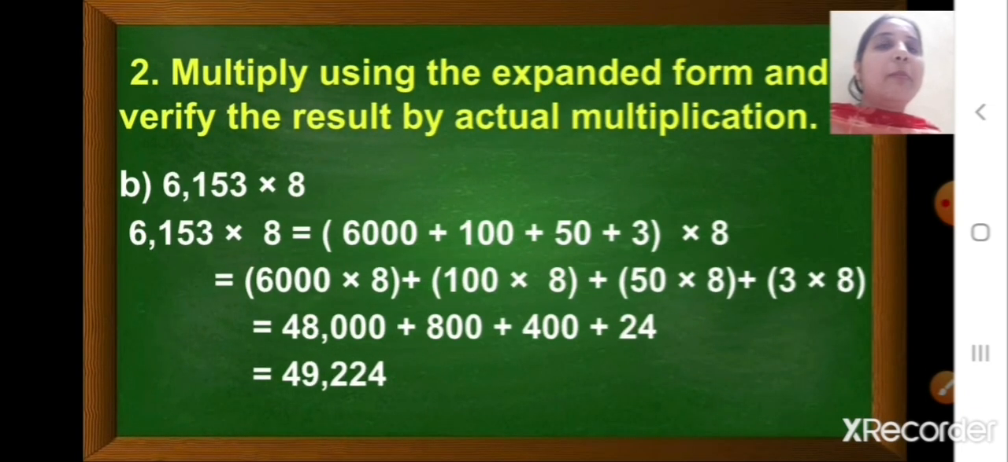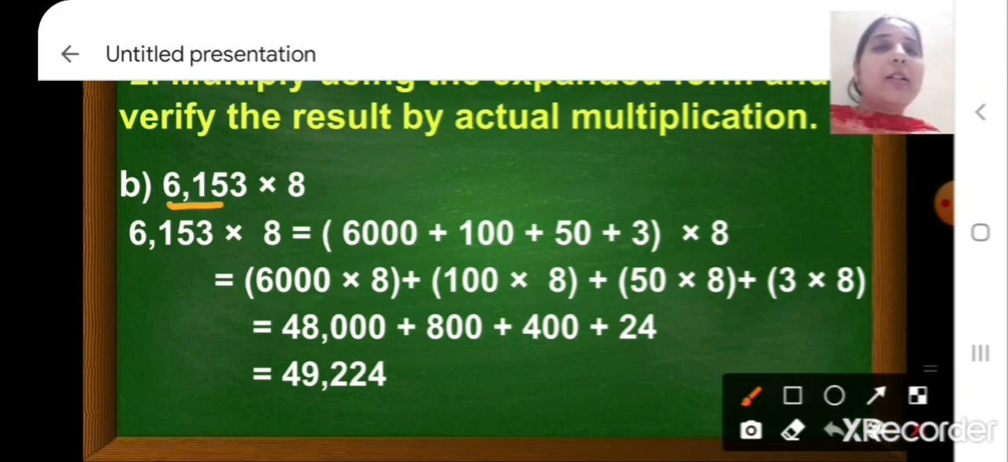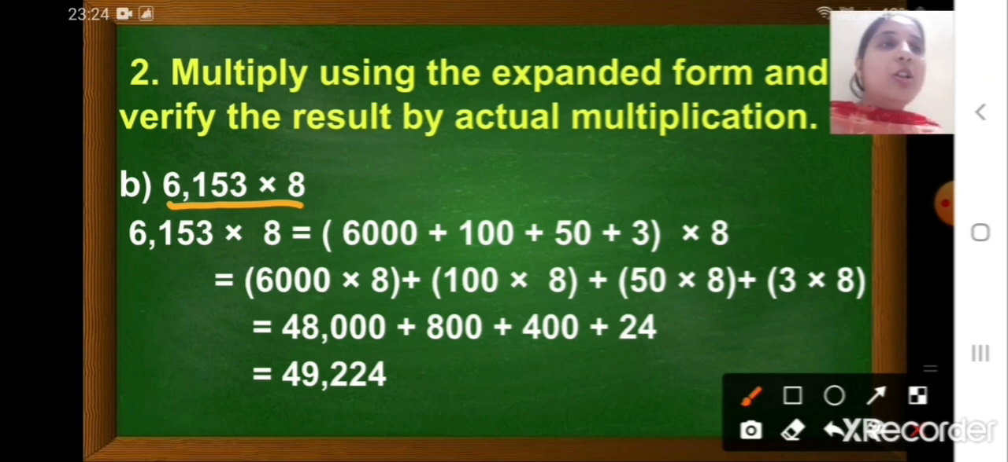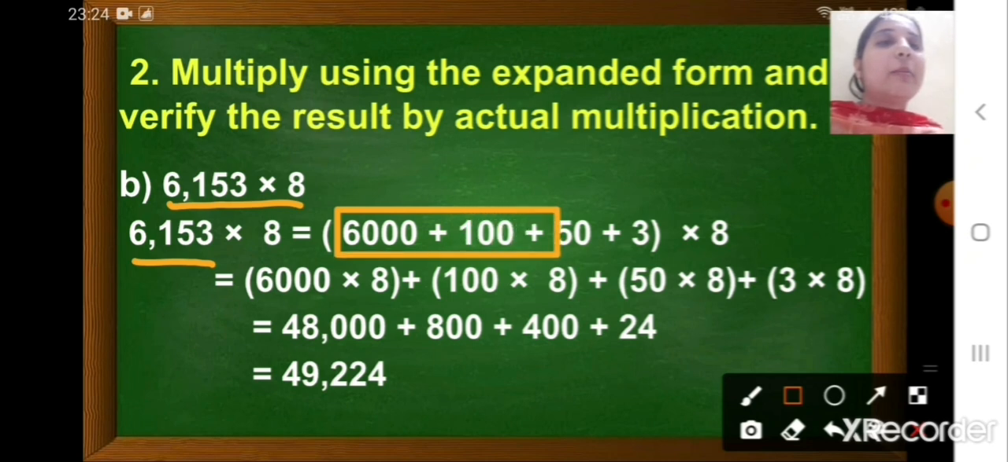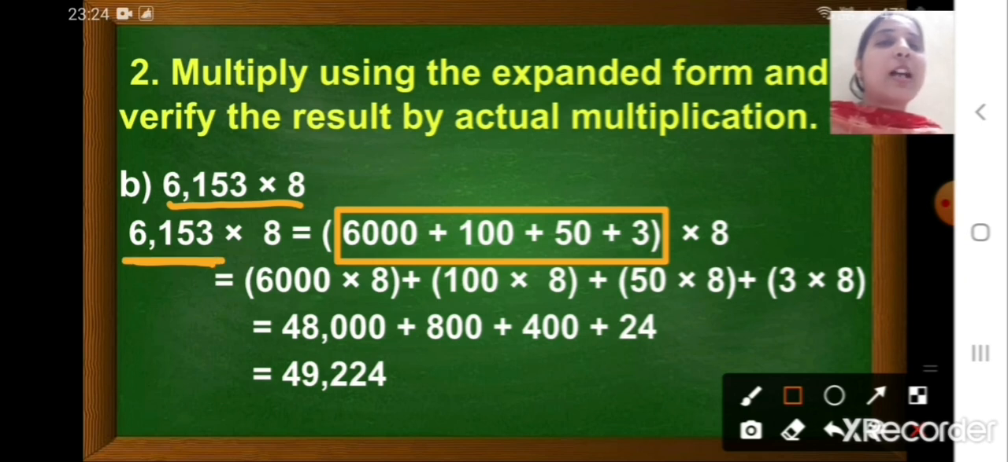So question number B here is 6,153 multiplied by 8. How did we do in the previous question? We will write the expanded form of 6,153. So what will be the expanded form? It will be 6,000 plus 100 plus 50 plus 3. This will be the expanded form of 6,153. And now we'll multiply each term by the multiplier, which is number 8 here.